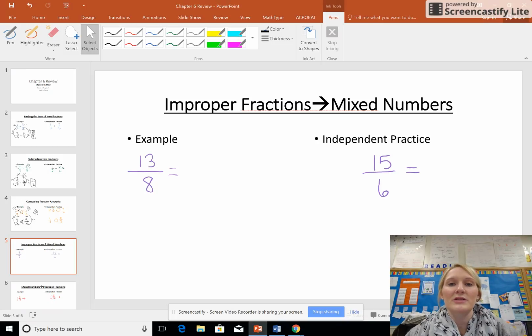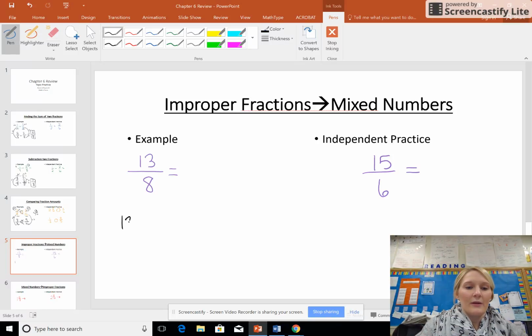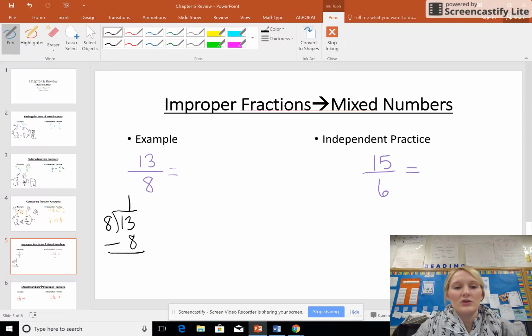Next, improper fractions to mixed numbers. When I am trying to change an improper fraction to a mixed number, I'm going to do one of two things. I can use division, or I can create wholes and then count my leftovers. So I'm going to show you both ways. If I'm dividing, I'm going to take my numerator, put it inside, and keep my denominator on the outside. 1 times 8 is going to give me 8. When I subtract, 13 minus 8 is going to give me 5. So 1 5/8. I can't reduce 5/8, so my mixed number would be 1 5/8.